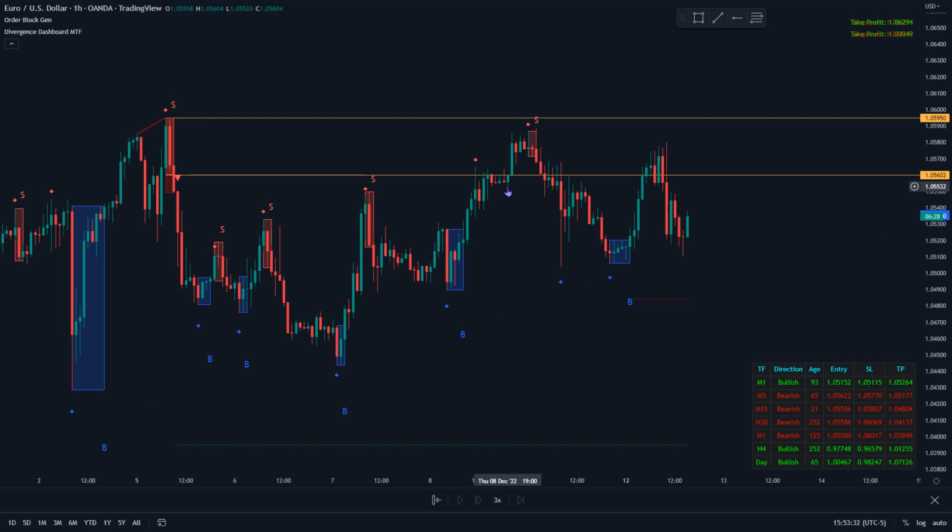Takes out this low, takes out this low, of course, big wick down into this bullish order block, but can't break above that high, comes back down, doesn't quite break it, but you go into a lower time frame like a 15-minute, 5-minute, you're going to see lots of trade setups in here.